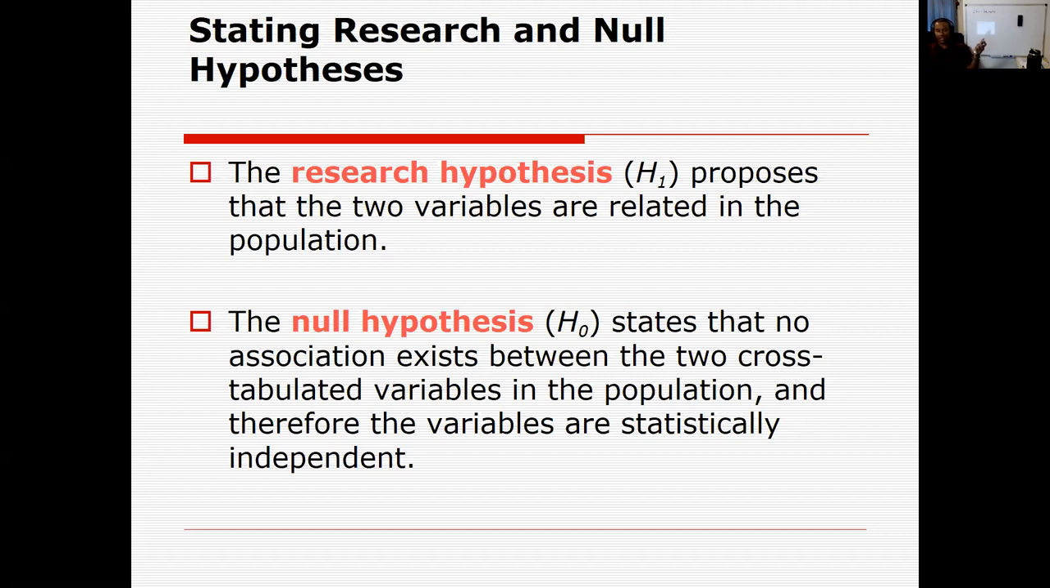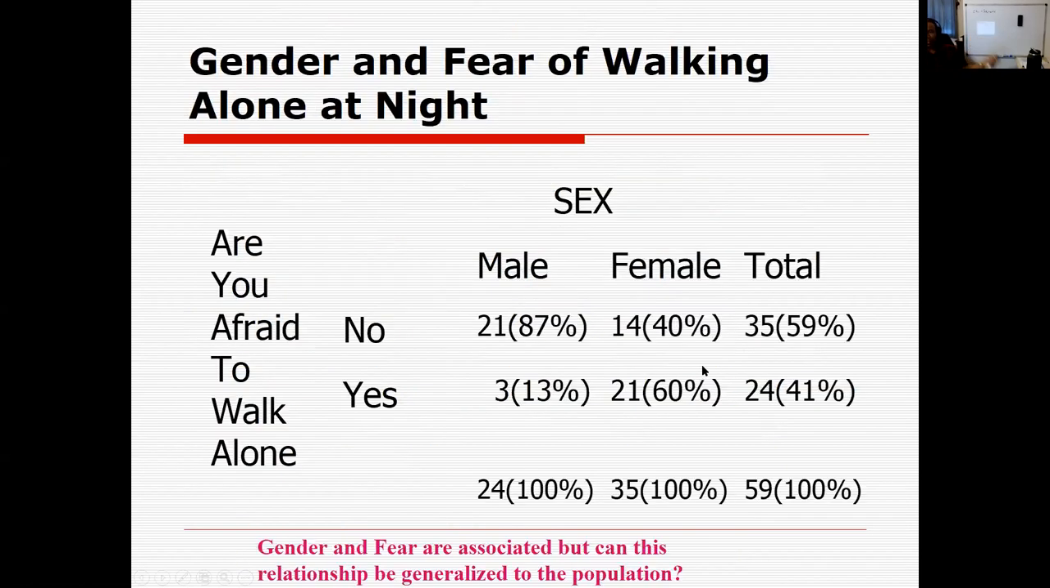When we pull our sample data, we're going to see whether or not that sample data casts doubt on the null hypothesis, on this idea that these two variables are statistically independent, that the two variables don't influence each other. So if I pull sample data and my sample looks like this, where the sample suggests that 87% of the males in the sample said no, while 40% of the females in the sample said no, it's a pretty big difference, right?